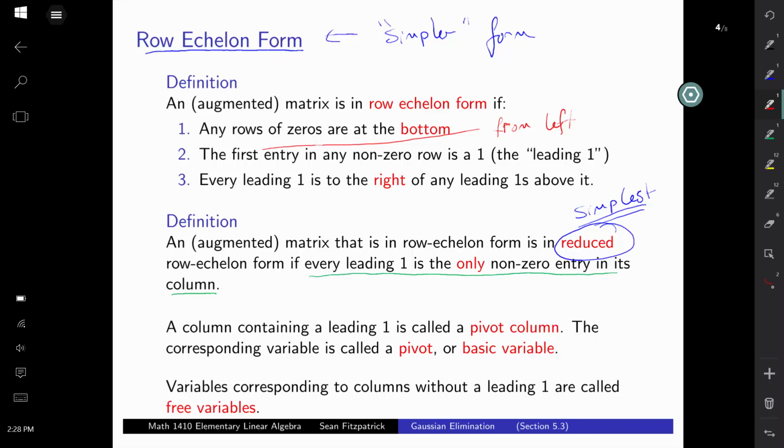Variables that correspond to columns without a leading one, that would be the w variable in the example we just looked at, are called free variables. Sometimes we call these free parameters. We can choose any value we want for these. Sometimes we call them independent variables. You'll see a number of different terms in use for these.